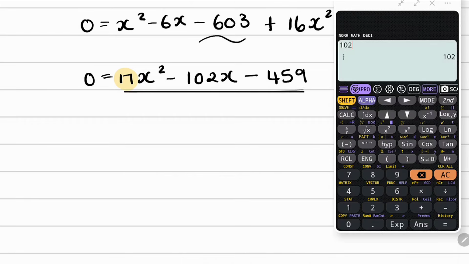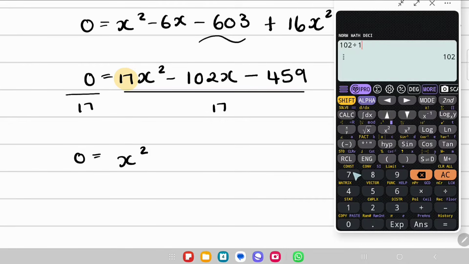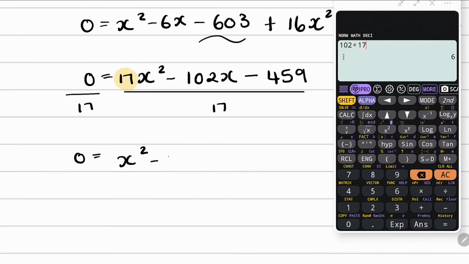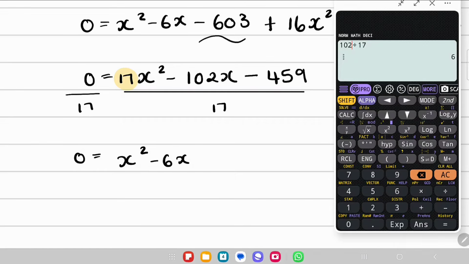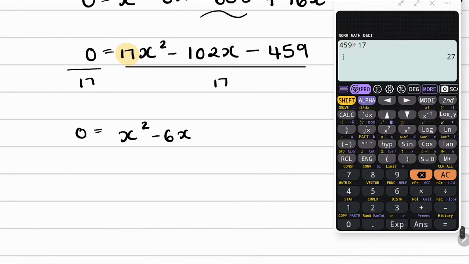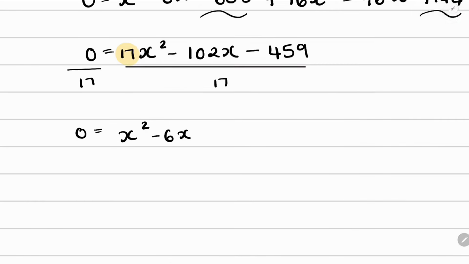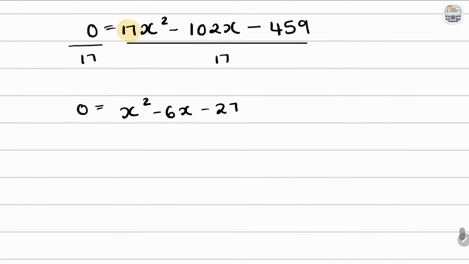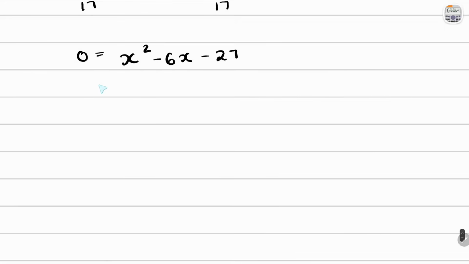102, I'm already going to say, yeah, let's just divide both sides by 17, but we'll also just verify. 0 is equal to, that would be x squared, and then 102 divided by 17, okay, that's a factor, that works, is negative 6, so it gives you negative 6x, and if we change that to 459, 27, okay, so that works out, so they actually do work. They have 17 as a factor in them, 27. So negative 27.